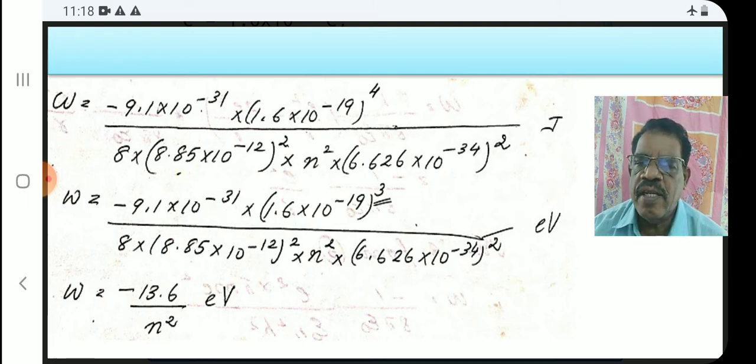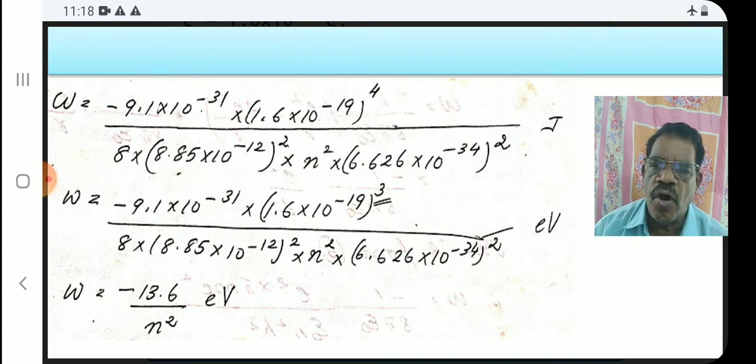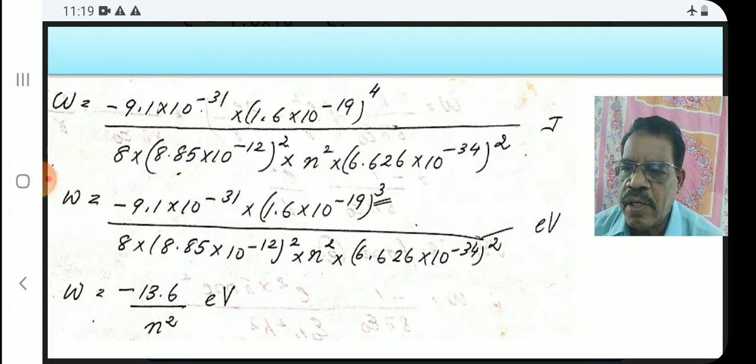That is division, division by 1.6 into 10 raised to minus 19. So the first step gives the energy of the electron in the orbit in joule, and the second step gives the energy in eV. On calculation, you only need to remember this. W is minus 13.6 by n square eV. That is the energy of any orbit.